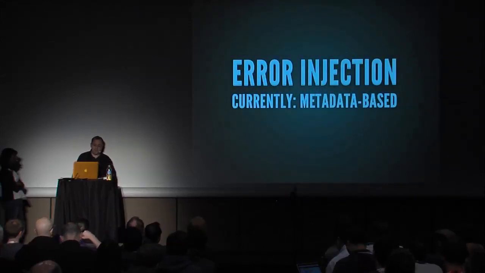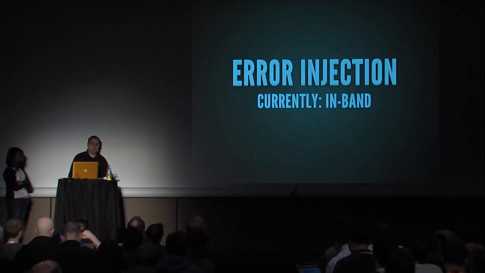As Leica explained, Mimic can already inject some errors by supplying metadata within a request itself. But this means that in order to cause an error to happen, you need to modify the request that you're making to Mimic, and it's not exactly the same as the request that you would want to make against a production system. So your application isn't entirely unmodified.